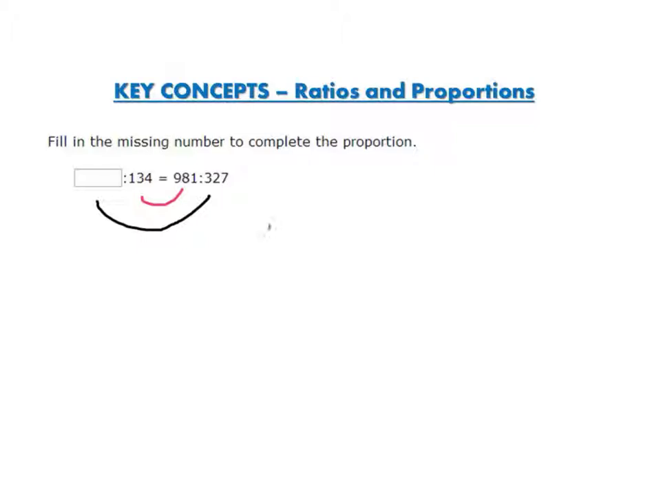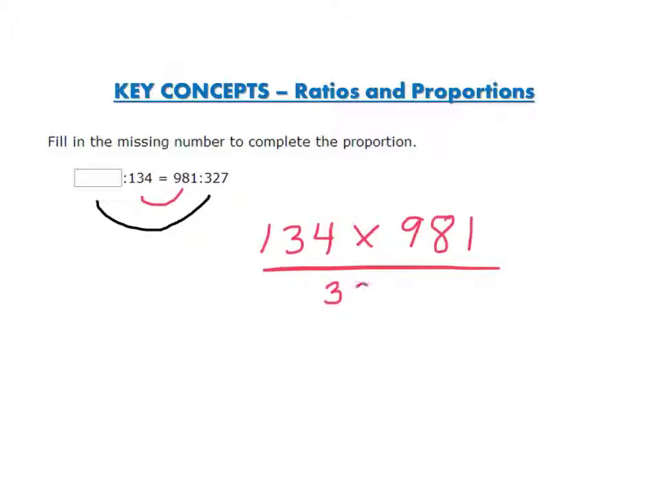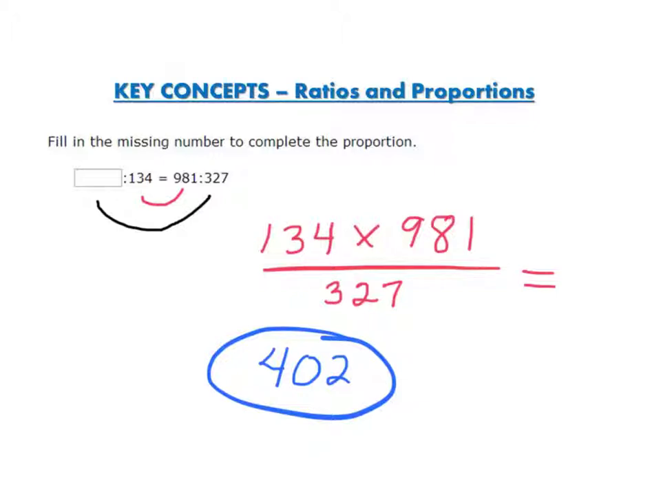So I'm going to take 134 times 981 and then divide it by 327. That will give me the missing number. When I do that, I get 402. So 402 is the missing number.